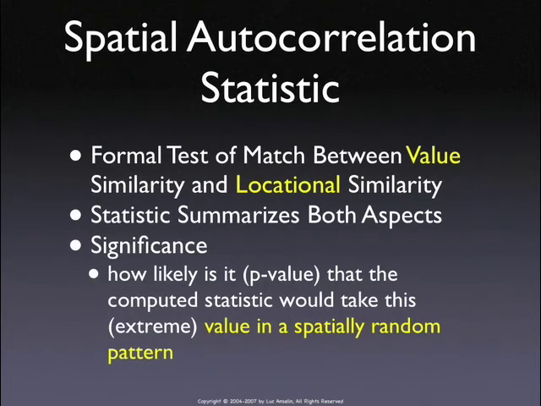So there's really three things involved here. Formalizing attribute similarity, formalizing spatial or locational similarity, and then finding out what is the distribution of this statistic, of this particular formula, under the null of spatial randomness. Those are the three pieces. And with those three pieces in hand, we can carry out statistical inference.